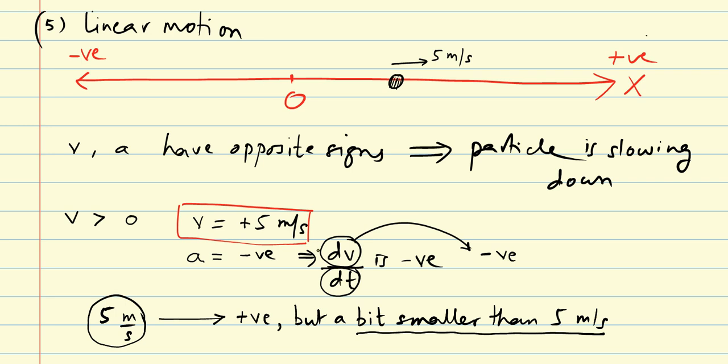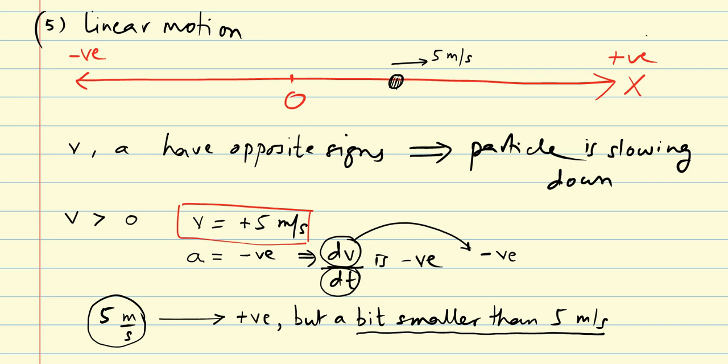Please note that in this entire solution, we have never used the fact that the particle is to the right of the origin. For example, the particle could be in some other place, maybe to the left of the origin, still moving at plus 5 meters per second, and the whole solution is valid for that case too. In other words, the particle will be slowing down irrespective of whether it is to the right or to the left of the origin, or indeed even if it is at the origin.